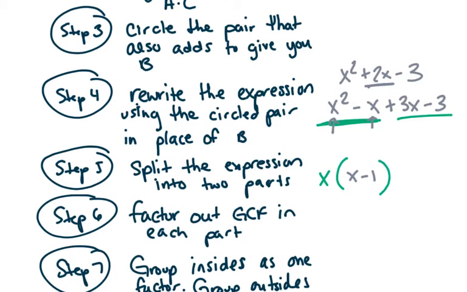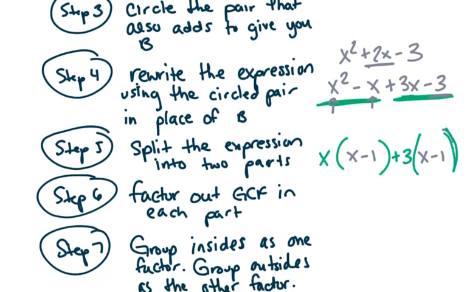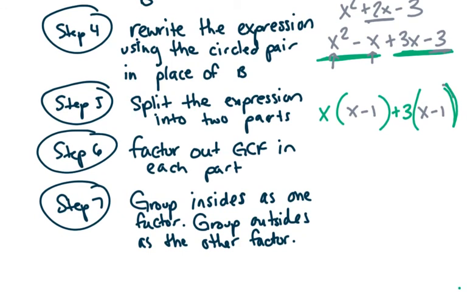And then I'm going to look at the second part. So what do 3x and 3 have in common? Well, they have a 3. That's the biggest number they have in common. 3x divided by 3 is 1x. And 3 divided by 3 would be 1, so plus 1x minus 1. And now I'm going to do my factor part. So I'm going to group my insides. So x minus 1 is one factor. And then my outsides are my second factor. So x minus 1 times x plus 3.